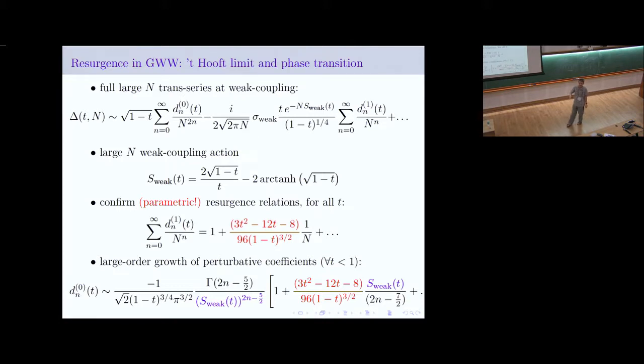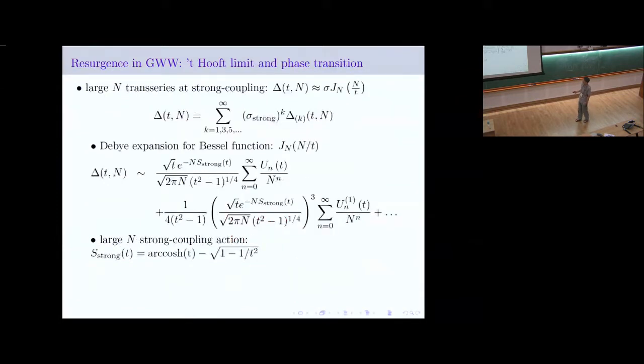Okay? So these exponential factors are not small anymore. It's e to the minus zero. So that tells you that as you go to this transition at t equals one, it's not enough to take the leading instanton because S weak is no longer big. So this exponential is no longer small. And that's how this phase transition works, and we have to show how it matches to the other side.